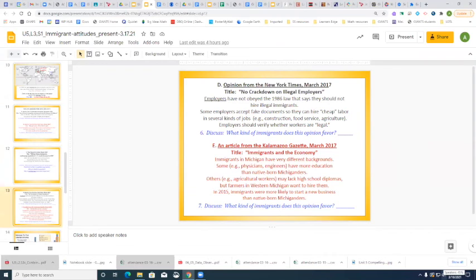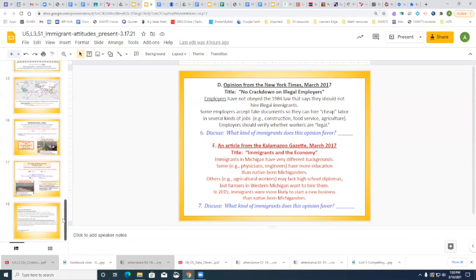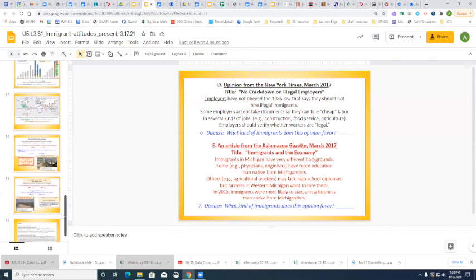Carol had inserted one from the Gazette that says immigrants in Michigan have very different backgrounds. Some are physicians and engineers, with more education than native-born Michiganders. Others, agricultural workers, may lack high school diplomas, but farmers in Western Michigan want to hire them. In 2015, immigrants were more likely to start a new business than native-born Michiganders. Once you take them through, the students do have good discussions on these and talk about what immigrants these opinions favor or are trying to keep out of the state, out of the U.S.